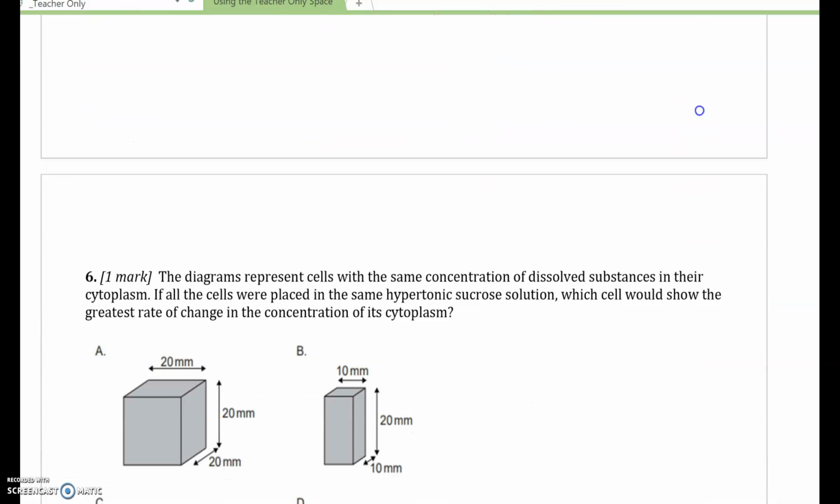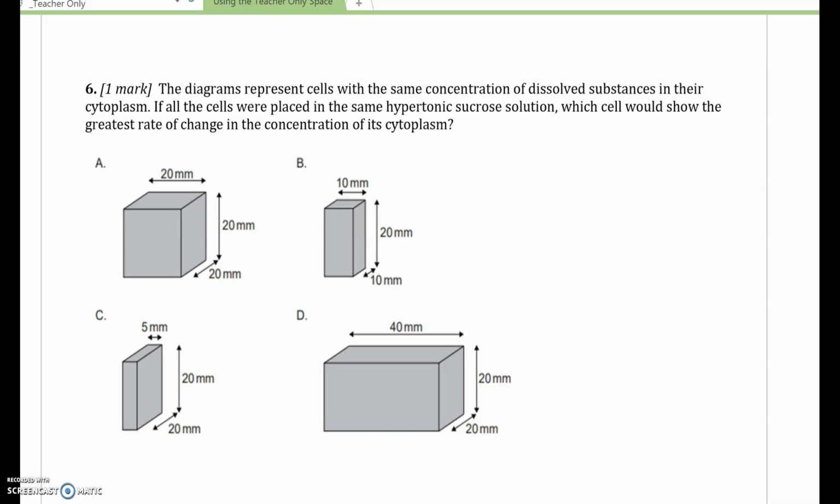Okay, so question 6. So this is about surface area to volume ratio. The diagrams represent cells with the same concentration of dissolved substances in their cytoplasm. If all the cells were placed in the same hypertonic sucrose solution, which cell would show the greatest rate of change? So what we're looking for here is the cell with the greatest surface area to volume ratio. So that is basically the one with the largest outside compared to its inside, as opposed to the largest inside with respect to its outside.